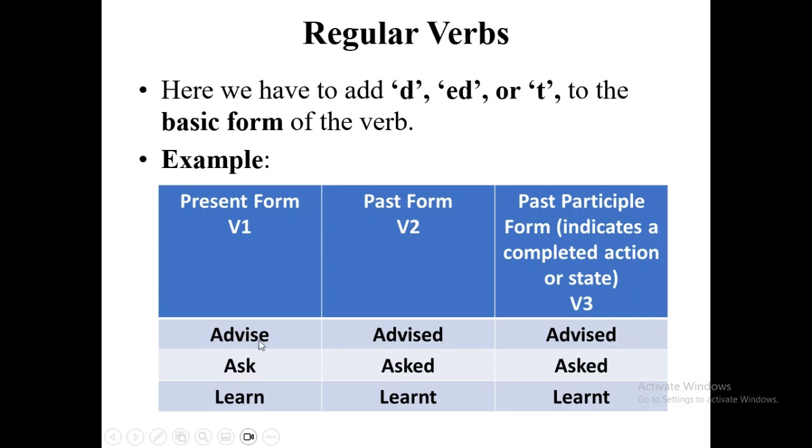Just like advise: to the basic form, in V2 ed is added and it has become advised. In V3 also ed is added, it has become advised. Advise, advised, advised. Ask, asked, asked. Learn, learnt, learnt. So, in regular verbs, we find adding d or ed or t to the basic form of the verb, in V2 and V3.